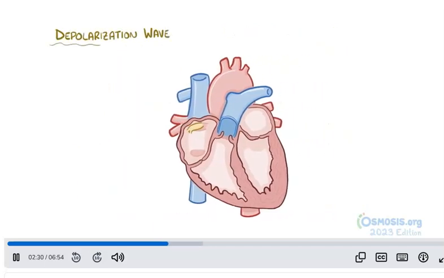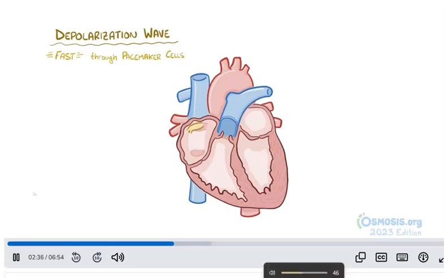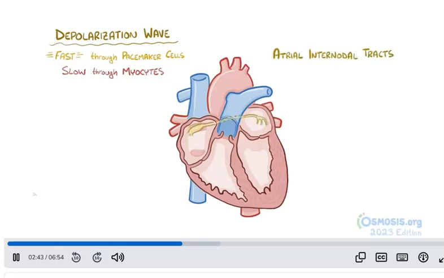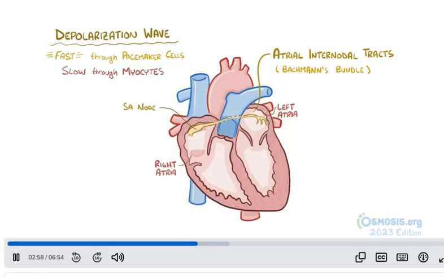The depolarization wave that comes out of the SA node moves really fast through the pacemaker cells throughout the heart, and more slowly through the atrial and ventricular myocytes. Some pacemakers lie along atrial internodal tracts, also called Bachmann's bundle, which connects the SA node to spots in the right and left atria, so that the depolarization wave can quickly reach atrial myocytes in both atria. When the atrial myocytes get depolarized, they contract, which pushes blood from the atria into the ventricles.